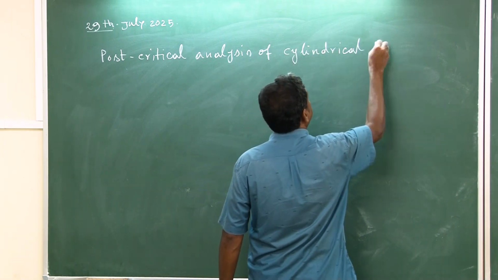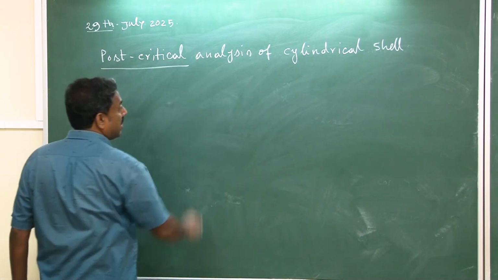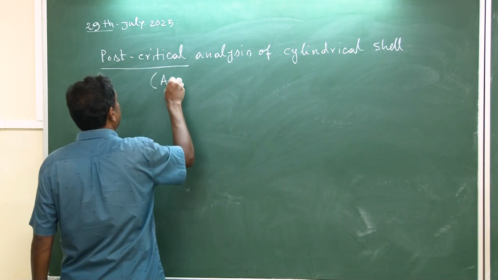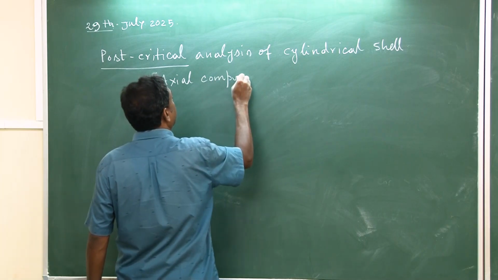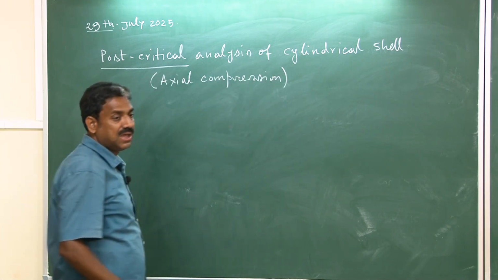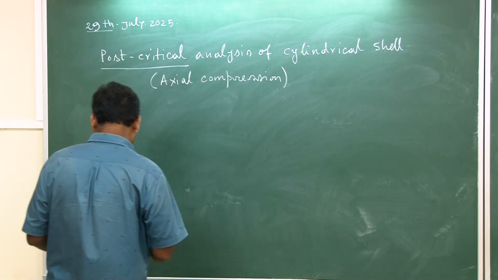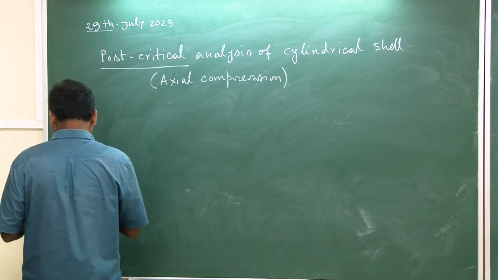And when we are considering post critical analysis, of course, we will consider axial compression. Why axial compression? Because we know that the buckling modes are closely spaced and they are liable to interact. Okay. So, here the governing equations are.